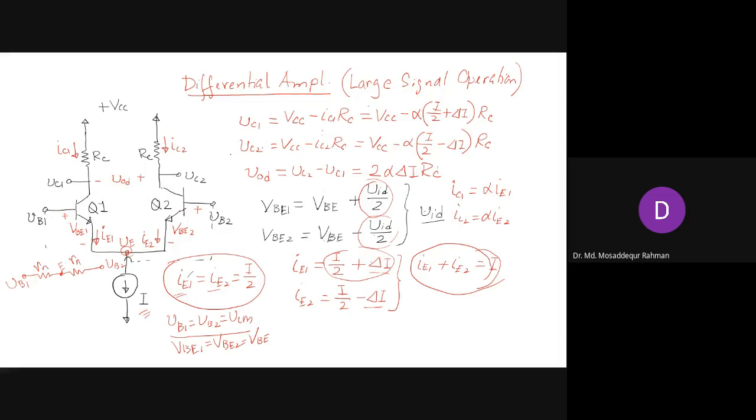As long as these two are identical, this voltage will divide equally. If you had non-identical transistors, different dimensions, different resistance, then it will divide unequally. The distribution will not be even. Is that clear? Yes, sir. Okay. So that is large signal operation.